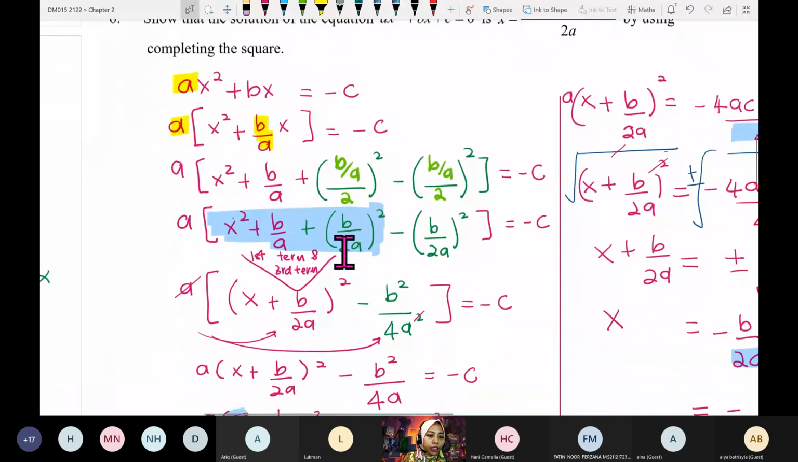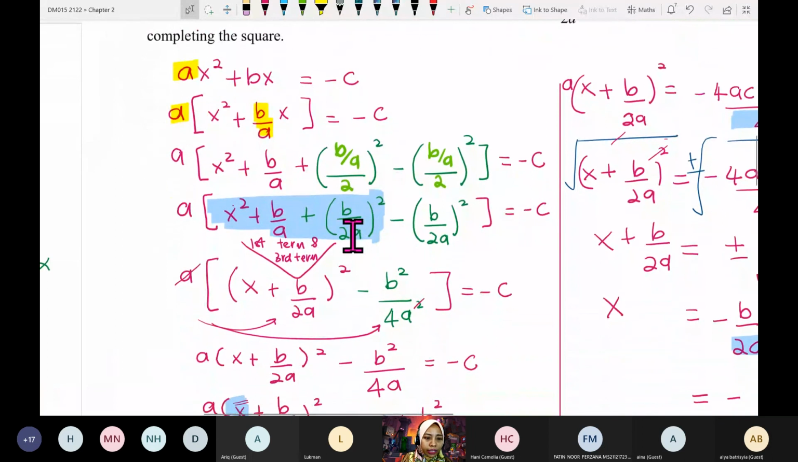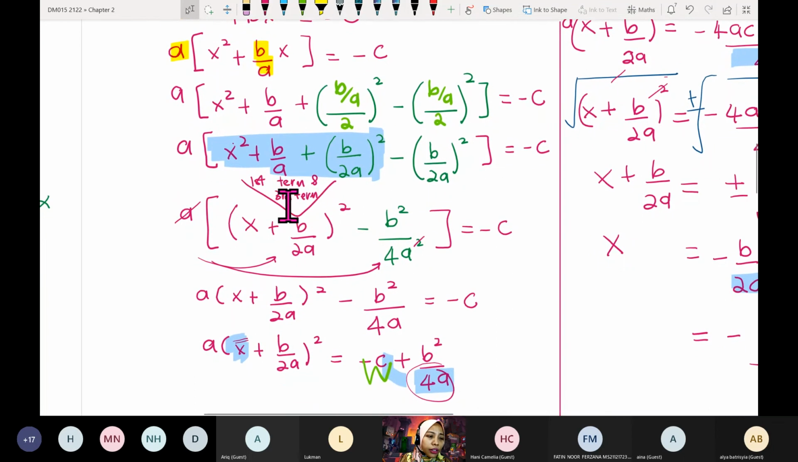So berbalik sini kalau you tengok cikgu ada buat B over 2A. Ini adalah B over 2A. And as usual, X square without the term, the first and the third term, without the square. Okay, and then this one you have to calculate. B square, 2 square become 4A square.